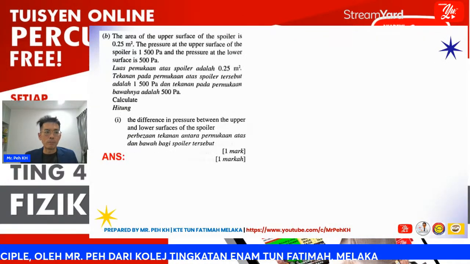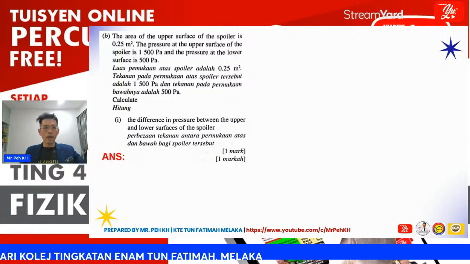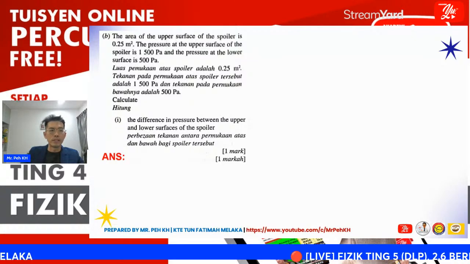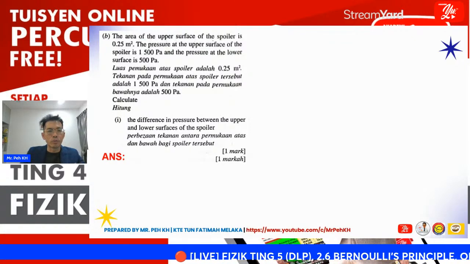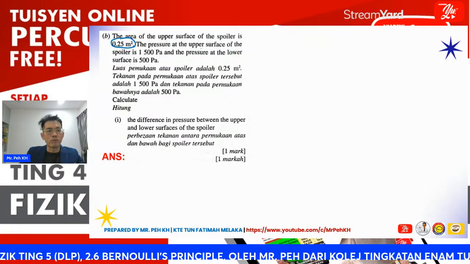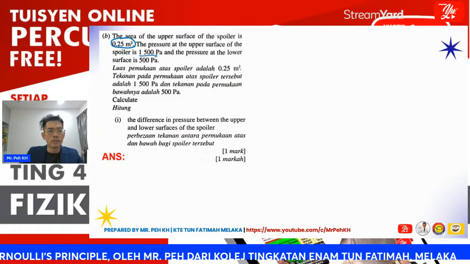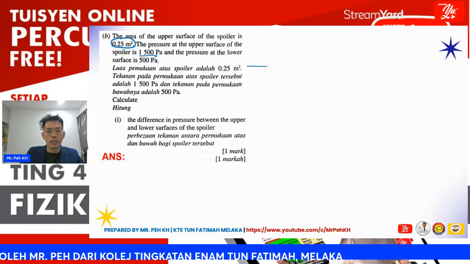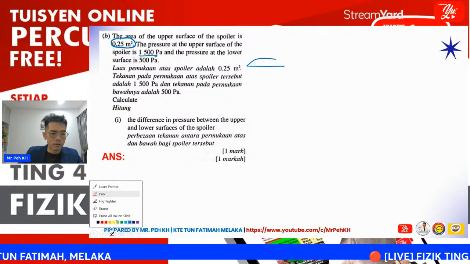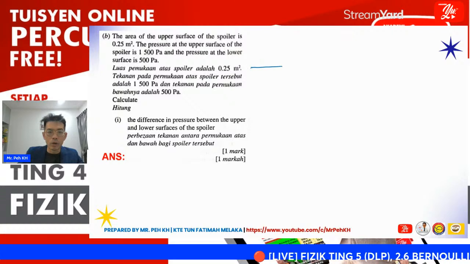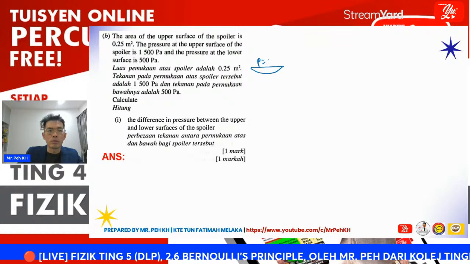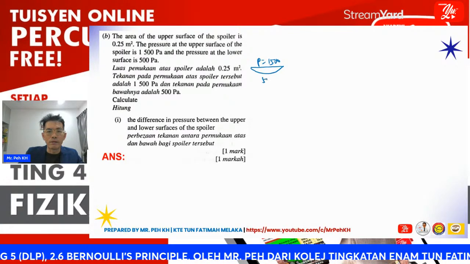Okay, so the next question is B. Here is the calculation where we want to find out the difference in pressure. The area of the upper surface of the spoiler is 0.25 meters square. The pressure at the upper part of the spoiler is 1500 Pascal. The spoiler will be this shape. Sorry, it will be reversed, so the spoiler's longer part will be at the bottom. So here the upper part, P equals 1500, and the lower part is 500.